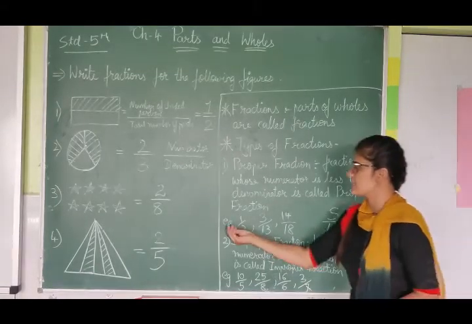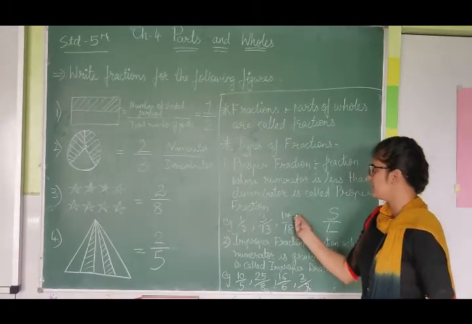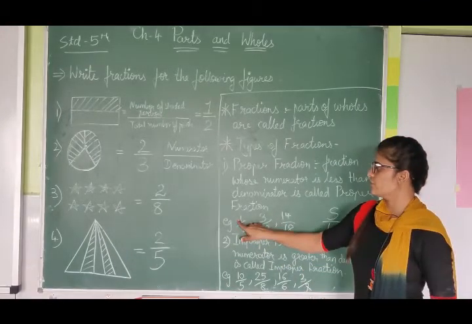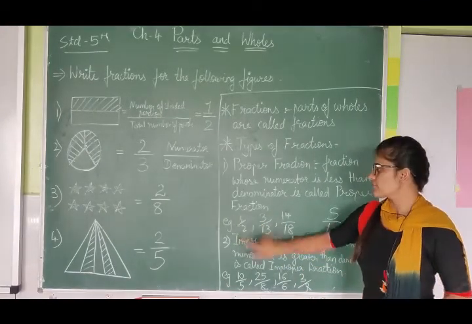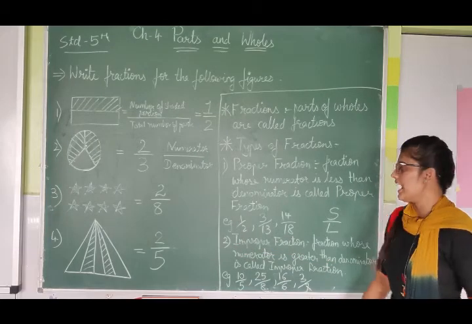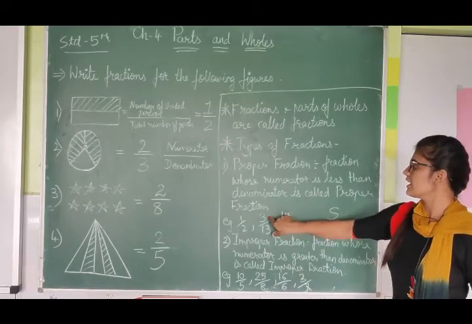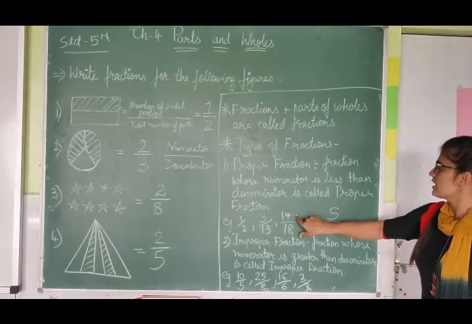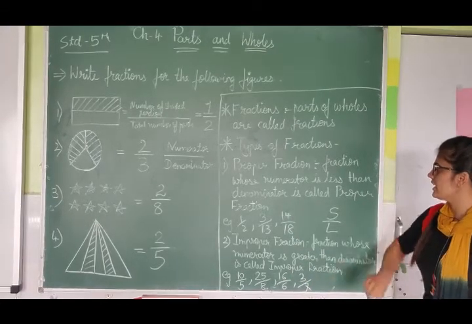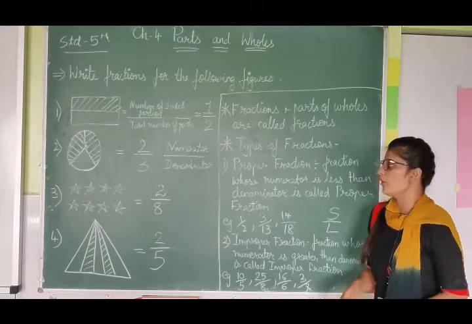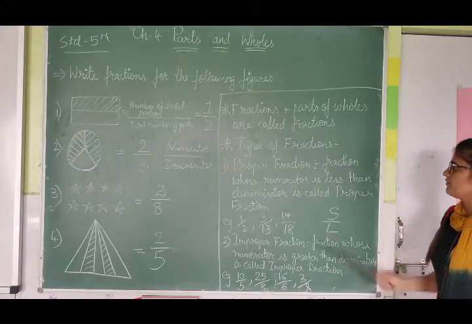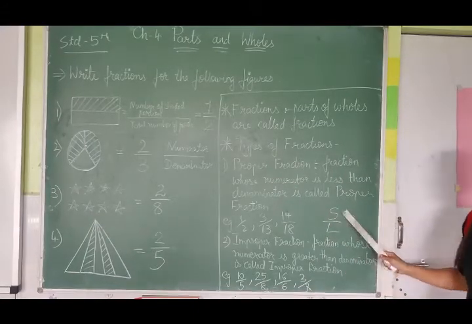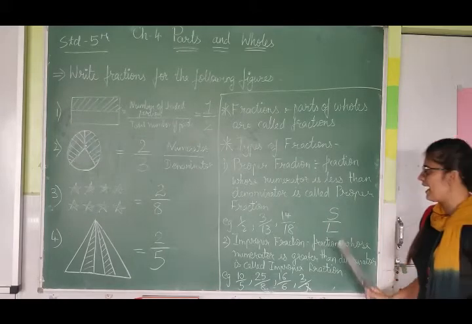Here you can see the examples: 1 by 2, 3 by 13, 14 by 18. Here you can see the numerator is small and the denominator is large. Here also the numerator is small and the denominator is large. Here also you can see the denominator is large and the numerator is small. So this is about the proper fraction. For proper fraction you can see S by L, which means small by large.